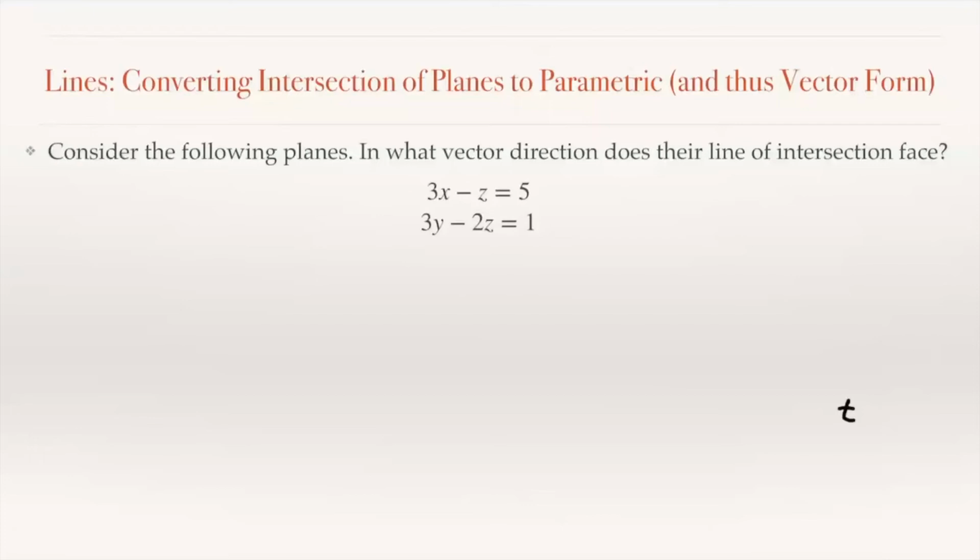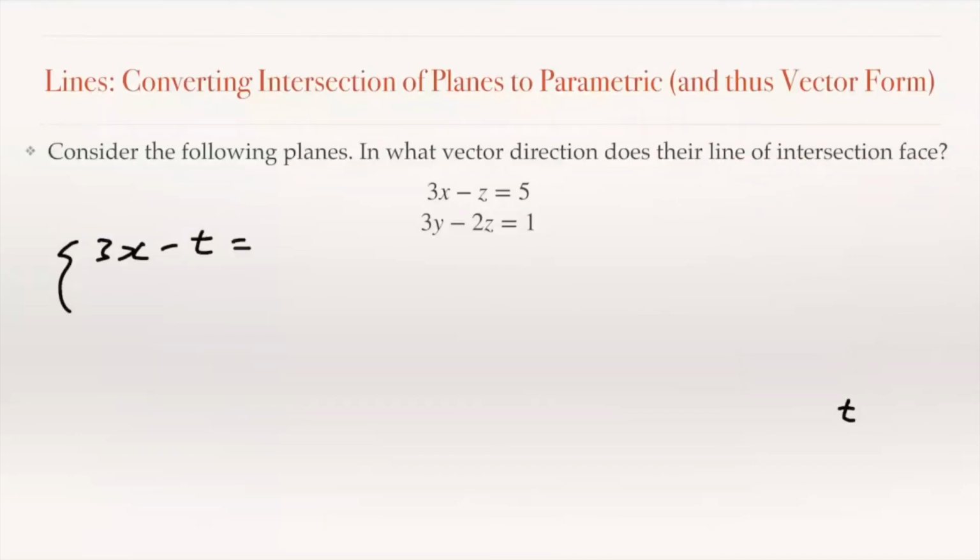Here's another example. And fortunately, in this case, it's a bit simpler because we won't need to do substitution. So this is to illustrate that sometimes this process doesn't involve so many steps. So in what vector does their line of intersection face? So we'll do the same thing. We'll just rename z to t. Again, you could rename x to t or y to t. It doesn't matter in most cases.